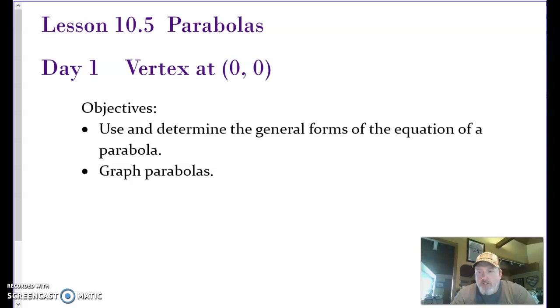Welcome to section 10.5, Parabolas. So today we're going to focus on parabolas that have a vertex at (0, 0). So we'll look at x squared and negative x squared, which open up and down, and we'll look at y squared and negative y squared, which will open right or left. So we're going to determine and use the general form of the equation for parabolas and graph them. That's our plan for today.